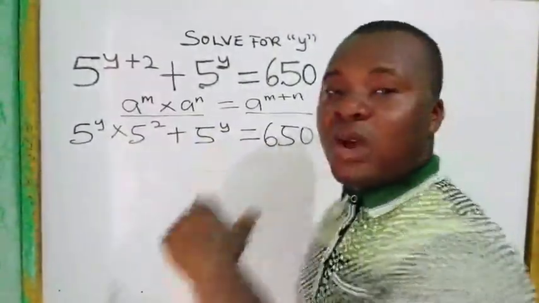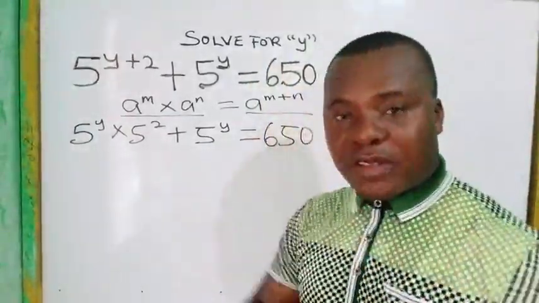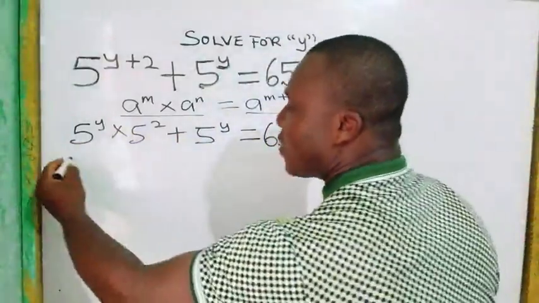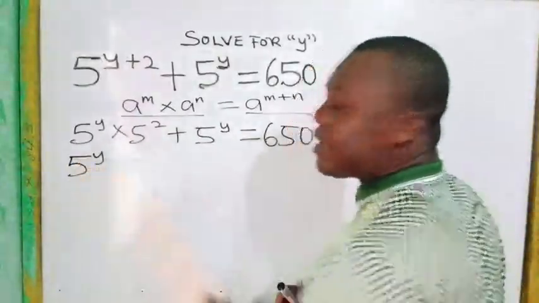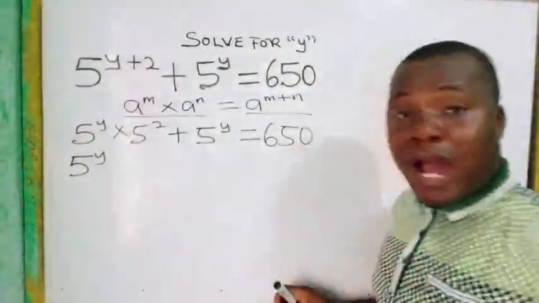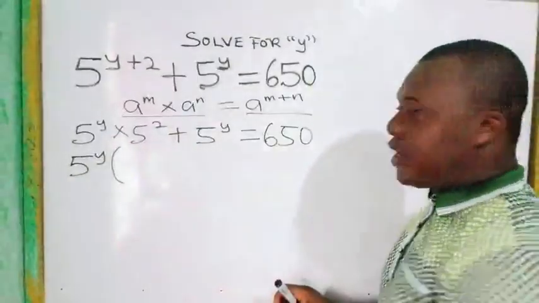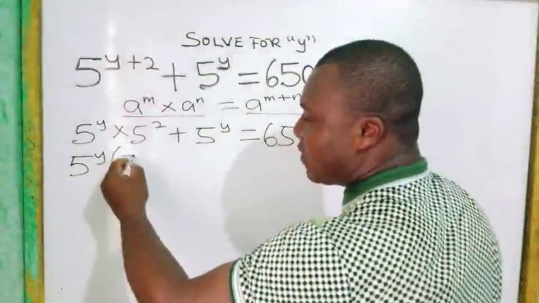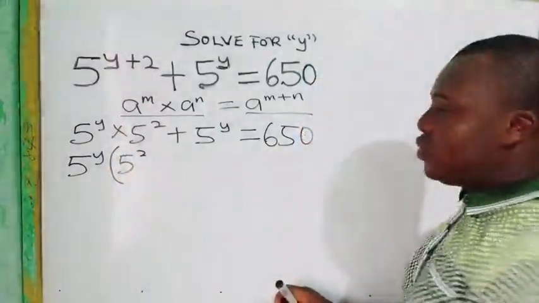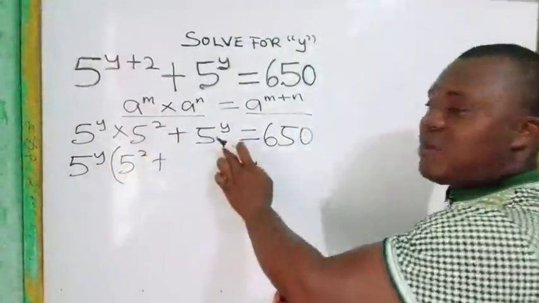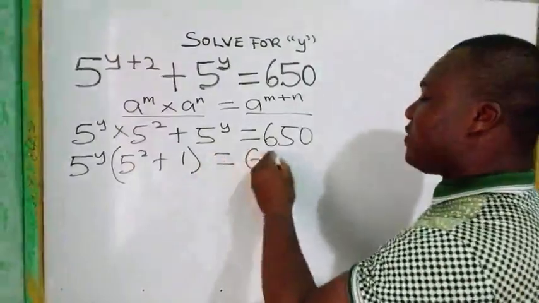So we'll factor this 5 raised to the power y out of the bracket. So we are going to have 5 raised to the power y, which we factor out. Then into the bracket we are going to have 5 raised to the power 2 plus this 5 raised to the power y. Since we have factored it out, then we are going to have 1, equal to 650.